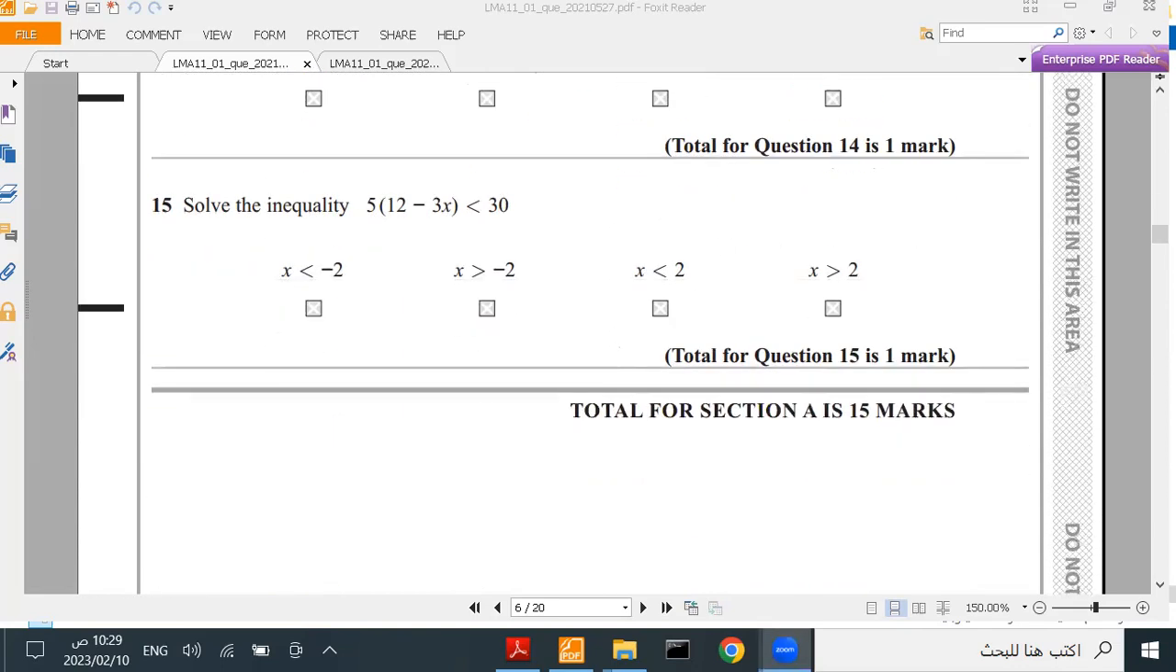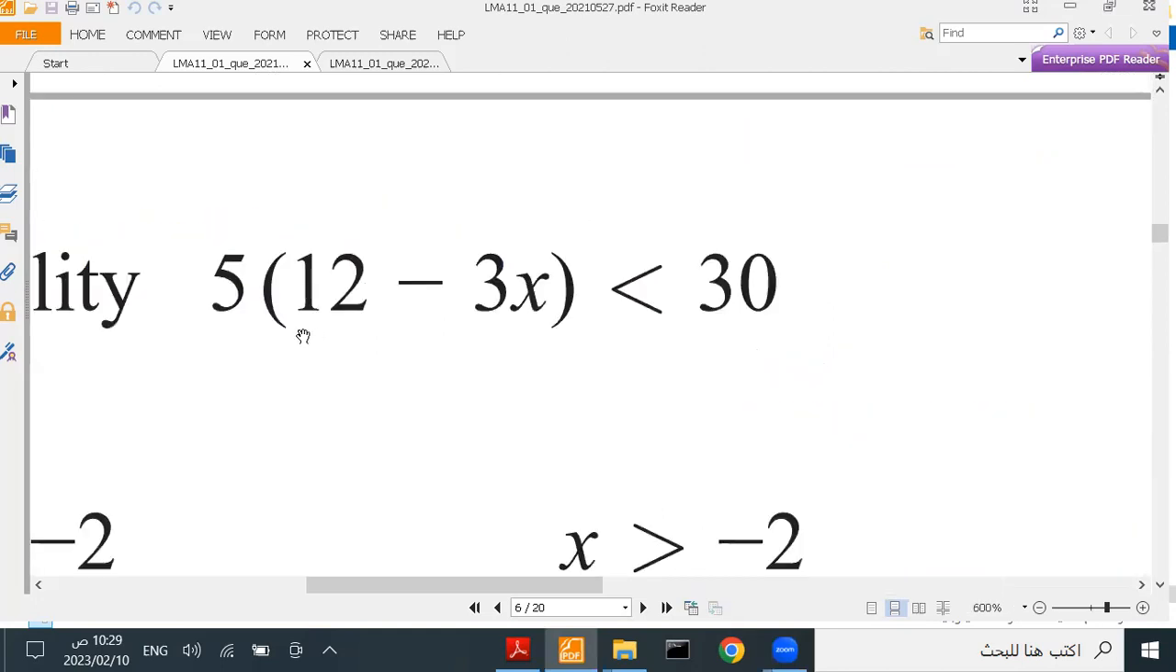Question 15. Solve the inequality. We're going to solve this inequality. Let's do it step by step. Multiply by what's inside the bracket. Good. Now you can see here, let me zoom in, that the 5 is multiplied by all of this, right? I can expand it, yeah.